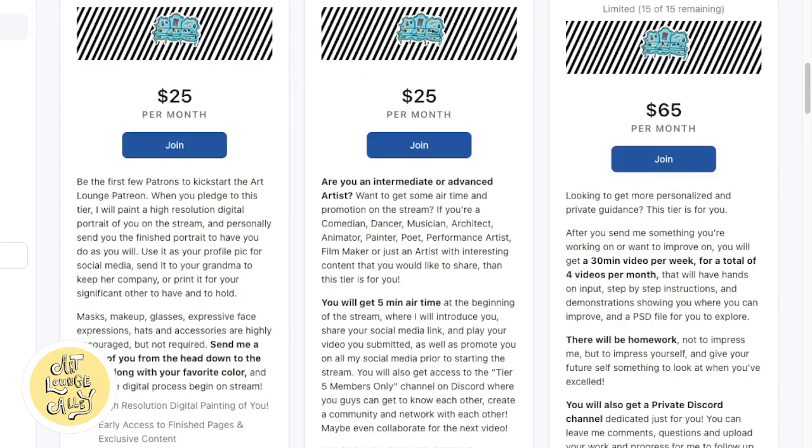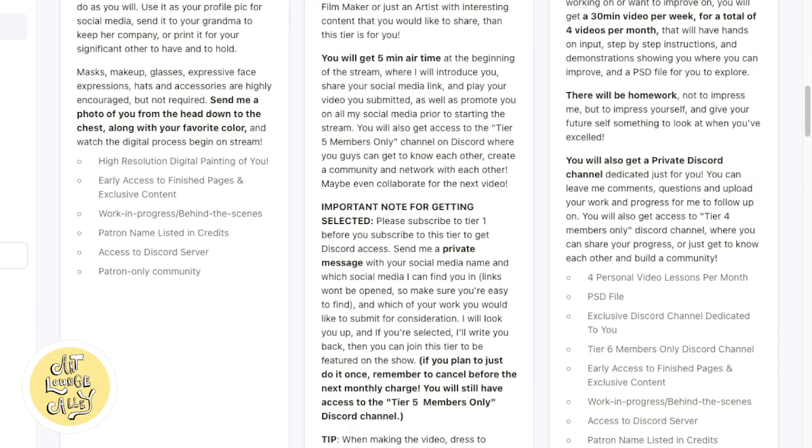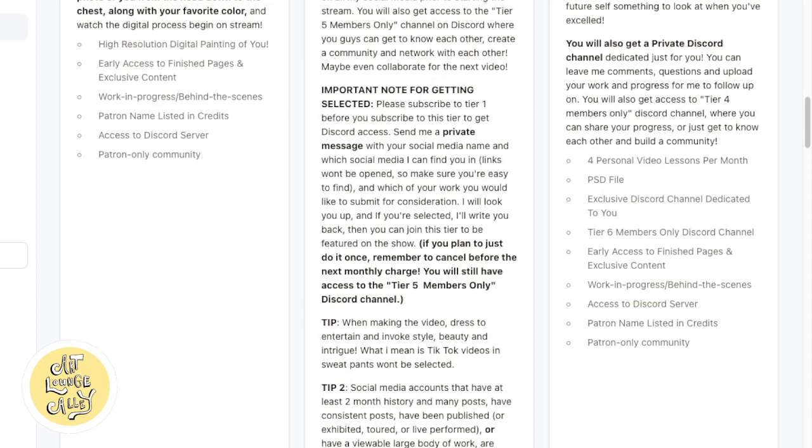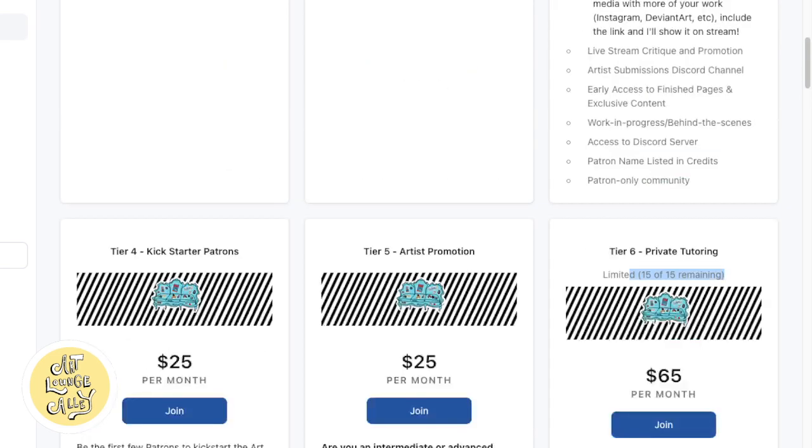And that's for every member that pledges to this tier. So each one of you guys is going to have your own private Discord channel with me. And there are other benefits as well, including previous tier benefits, so starting all the way from Tier 1 that are going to be in this tier as well. So that pretty much does it, y'all.